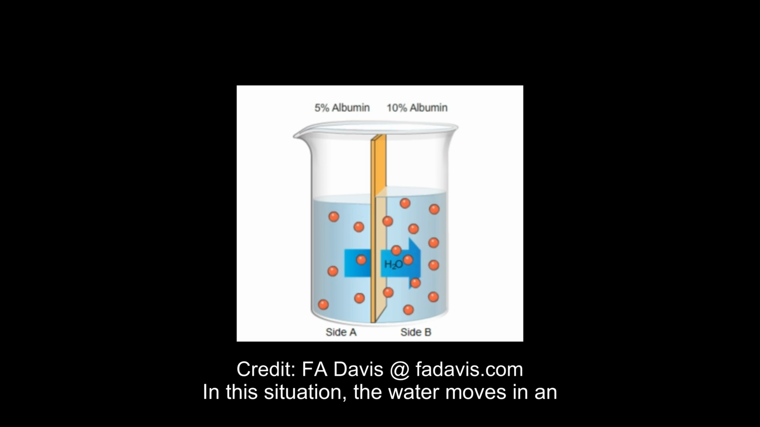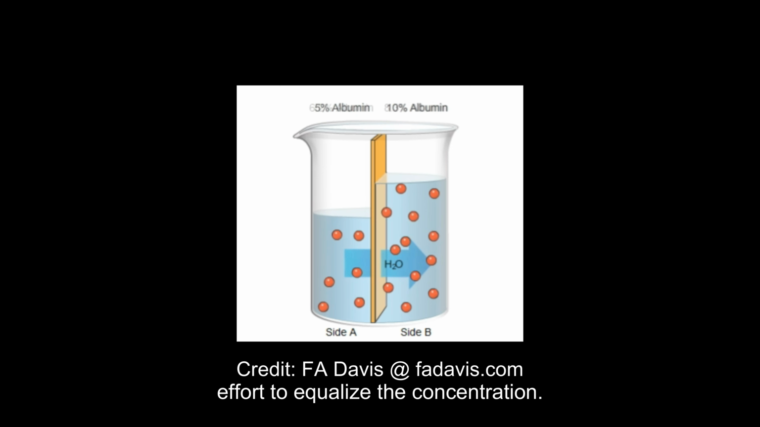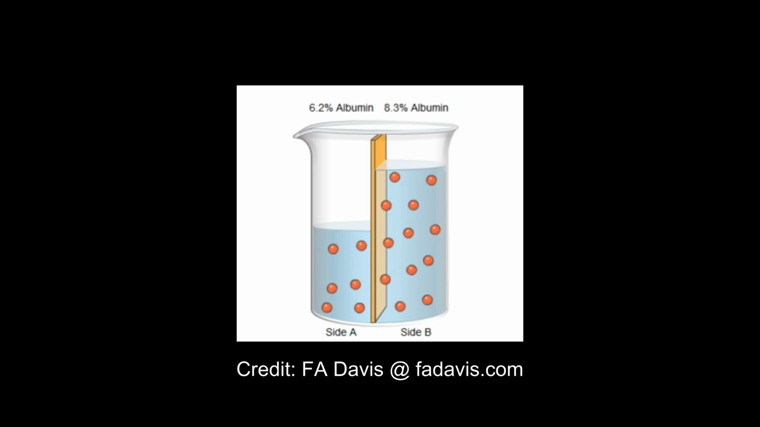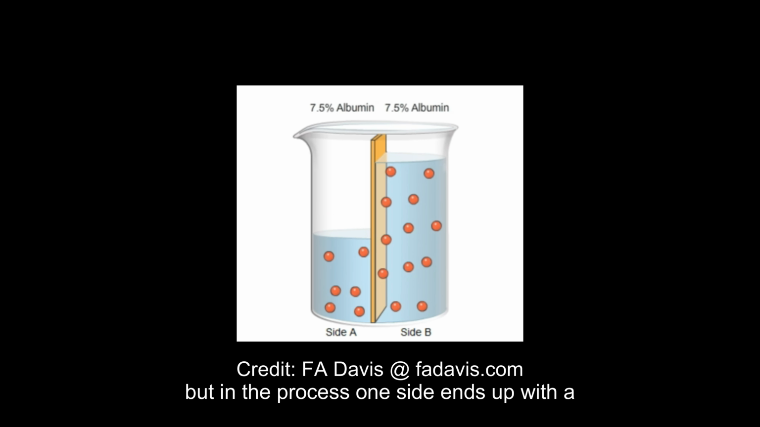In this situation, the water moves in an effort to equalize the concentration. The water will move toward the side with a higher concentration. The concentration of the two solutions eventually equalizes, but in the process, one side ends up with a greater volume of water.